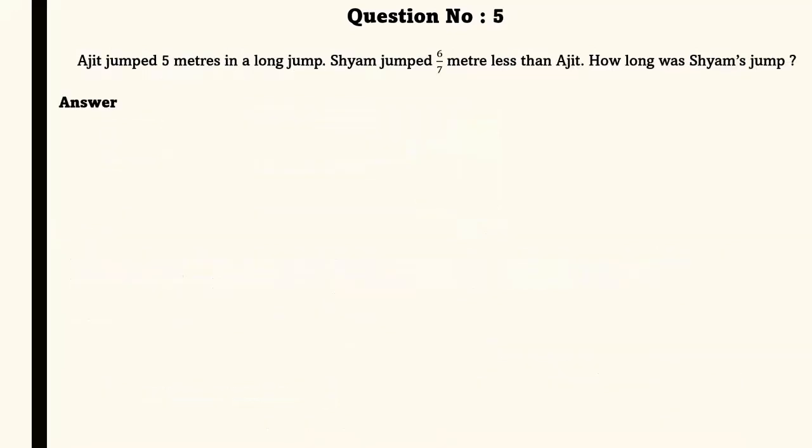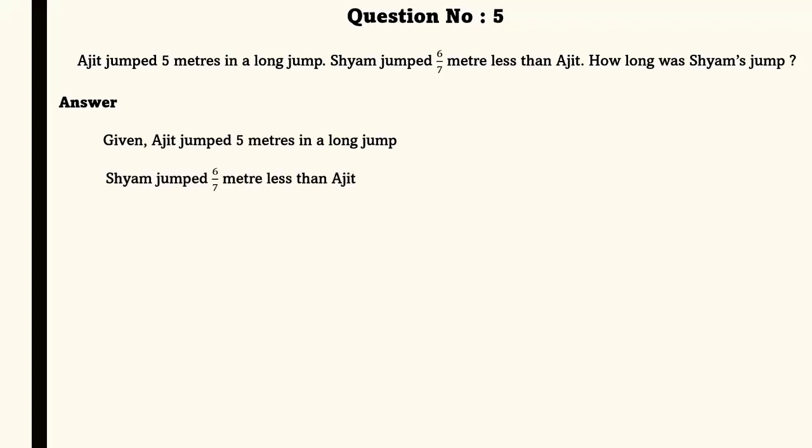Question 5. Ajit jumped 5 meters in a long jump. Shyam jumped 6 by 7 meters less than Ajit. How long was Shyam's jump? Ajit jumped 5 meters in a long jump. Shyam jumped 6 by 7 meters less than Ajit.